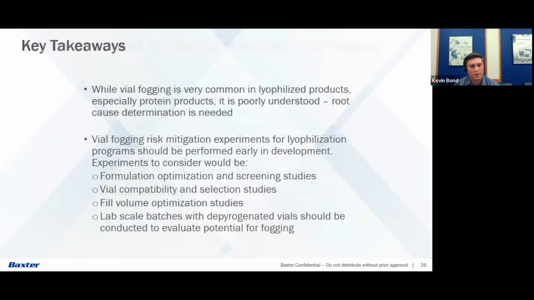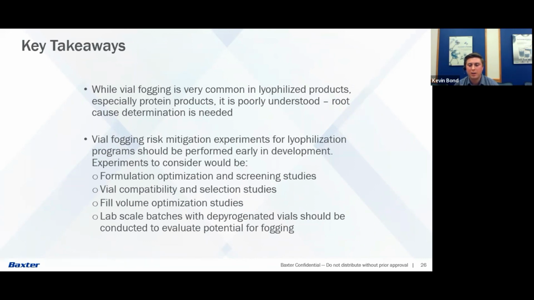So with that, some of our key takeaways are that vial fogging is very common in lyophilized products. However, it's poorly understood, and we will continue to keep investigating vial fogging as a part of our research program. And we do have several experiments which are ongoing and planned for the near future, which we hope will provide even more detailed and specific information.